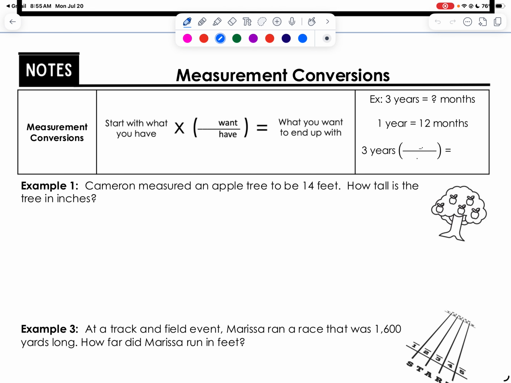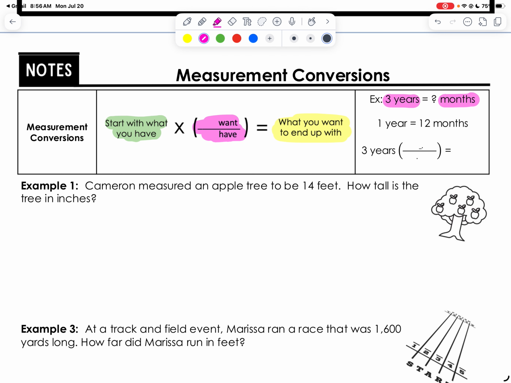Now, it's a very simple formula. You'll start with what you have, then you'll multiply by your unit rate, and then you'll get what you want to end up with. So let me show you an example of that. Let's suppose you were trying to convert 3 years into months. You would start with your unit rate, which is 1 year is equal to 12 months. Then you would multiply what you have, which is 3 years. That's what you were given.